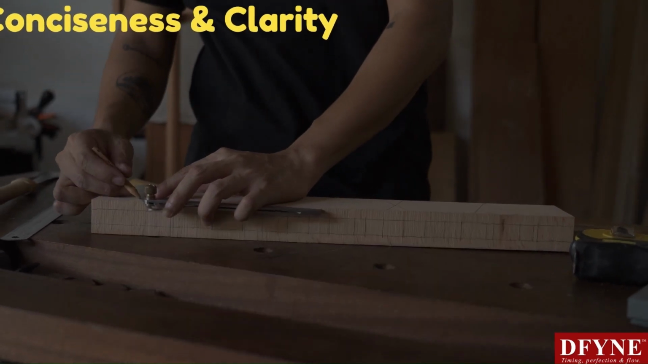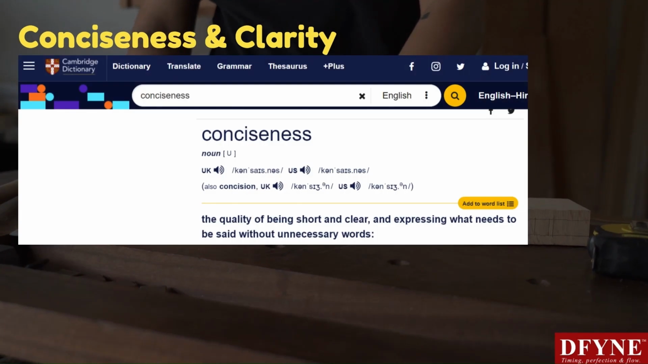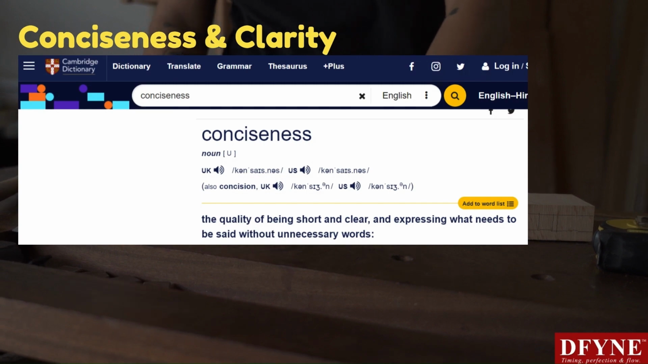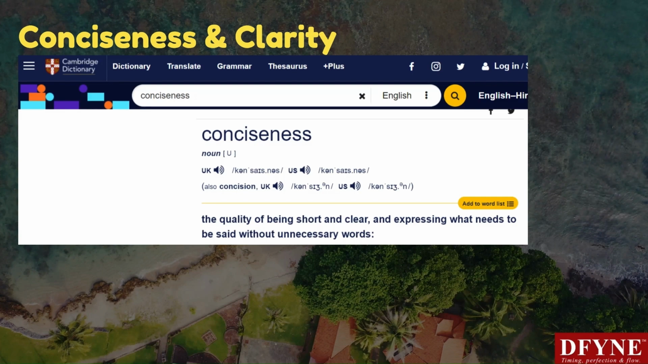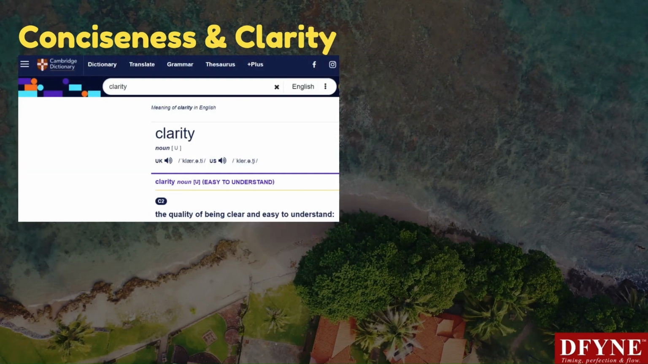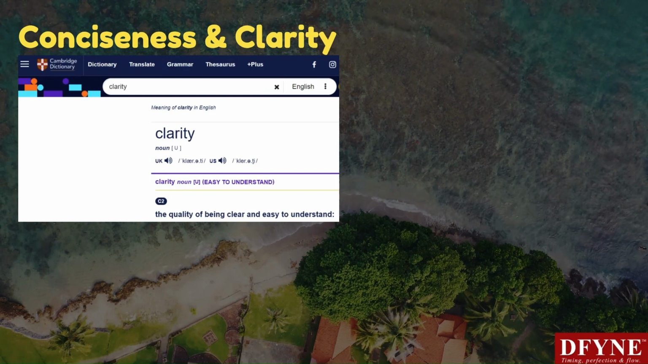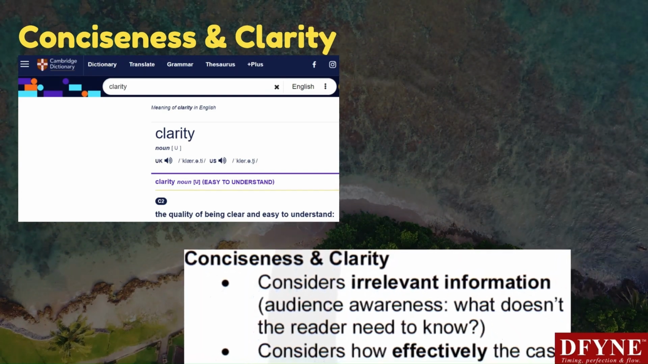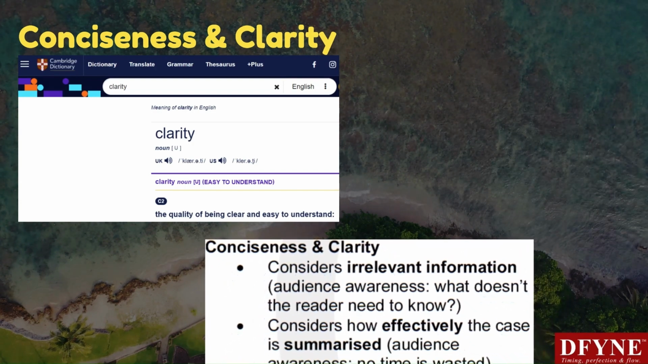Conciseness and clarity. Conciseness is defined as the quality of being short and clear, and expressing what needs to be said without unnecessary words. And clarity is defined as the quality of being clear and easy to understand. For this criteria, focus on keeping the information written in your letter simple and clear to understand for the reader.